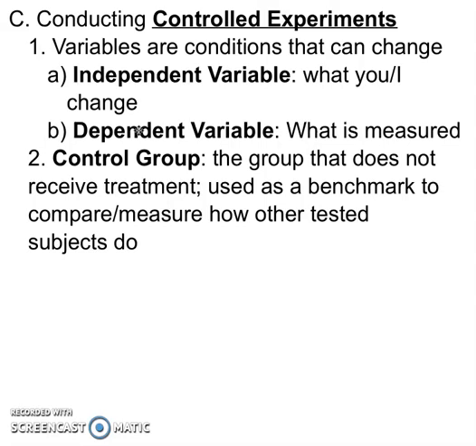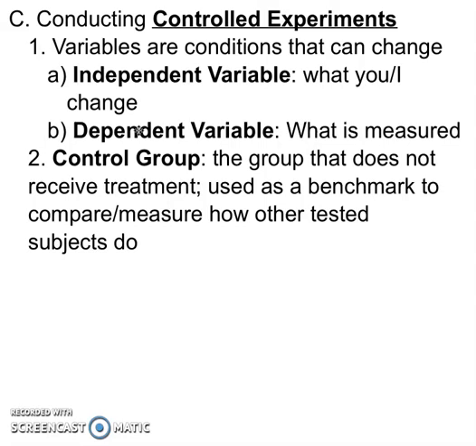So what are you changing in this experiment? If you're looking at plant height and the effects of light, what you're changing is light, the amount of light a plant might receive. So that's your independent variable. That's what you change, what you manipulate.